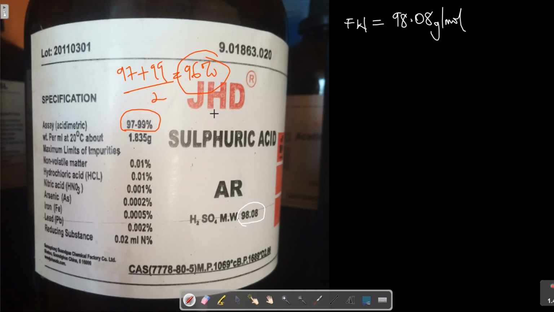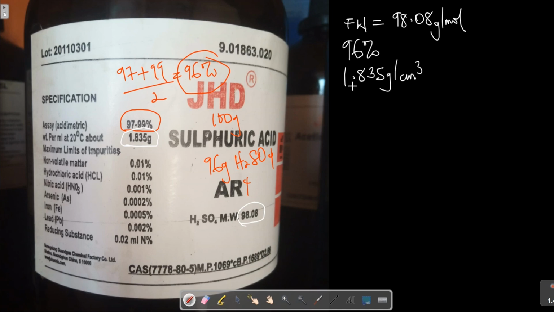Now what this means is that for every 100 grams of the acid, 96 grams of it is your pure sulfuric acid, while the remaining 4 grams of it is likely to be water or other impurities. Okay, so we're having 96% of it. Then the next thing is the specific gravity. So the specific gravity here is 1.835 grams per cm cube.